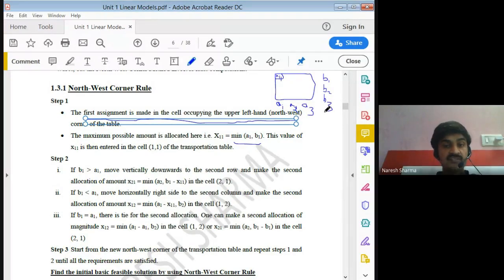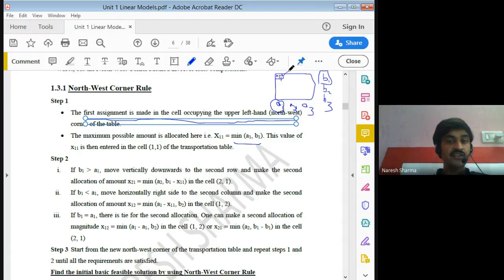So first we check what is the minimum value of a1 and b1, which minimum value we assign here as the first assignment. Now if suppose a1 is minimum, we subtract a1 from this b1, and that is b1 minus a1. We assign that value here.